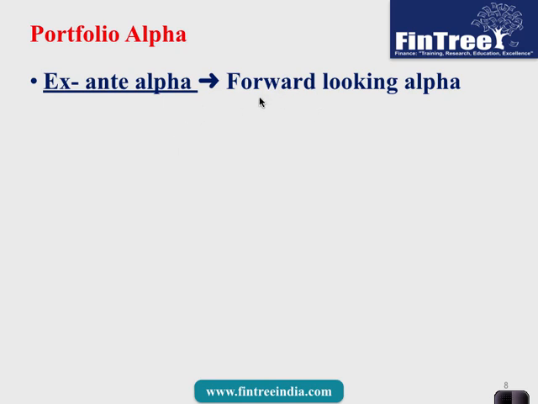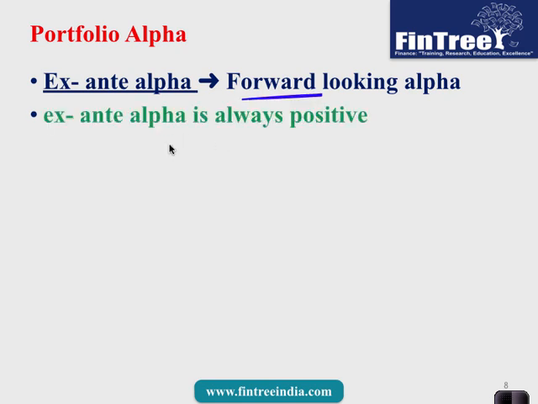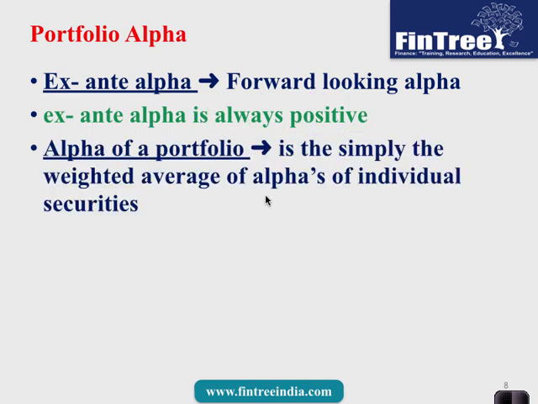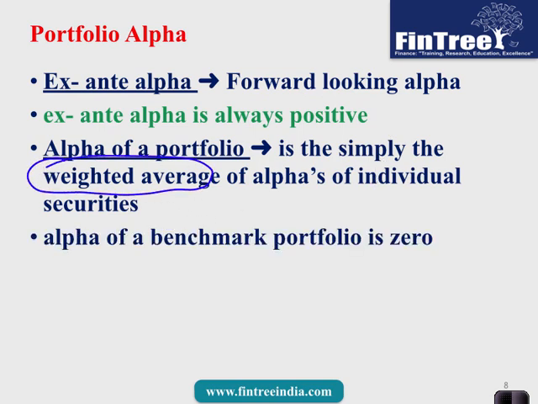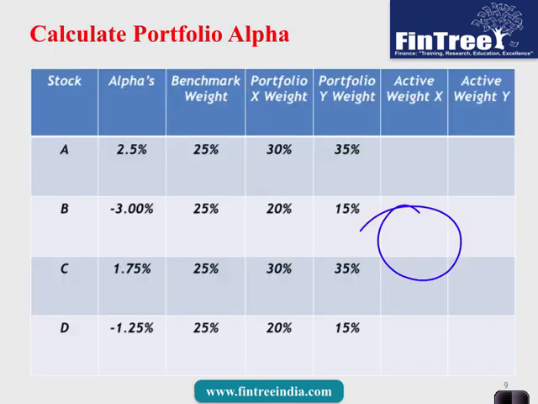Ex-ante alpha is forward looking. Ex-ante alpha is forecasted alpha. Alpha of a portfolio is simply the weighted average. Alpha of a benchmark portfolio by definition has to be 0. Now we'll look at an example here.